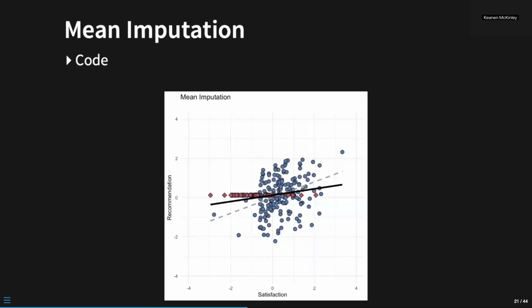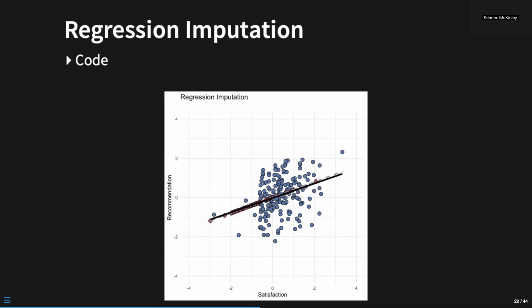So the first is mean imputation, where recommendation scores are missing. We're just taking the average values and imputing that. And we can see that the relationship gets attenuated and our slope gets closer to zero. Regression imputation is another approach.